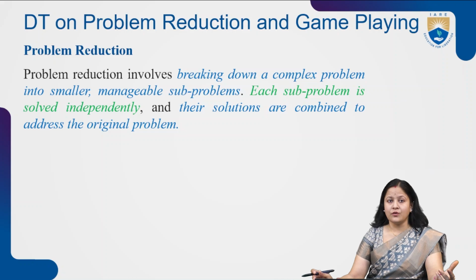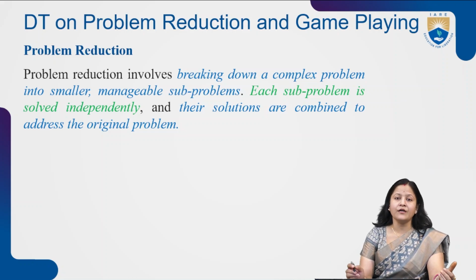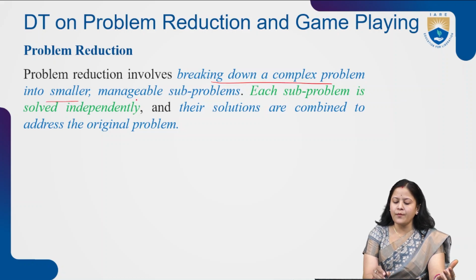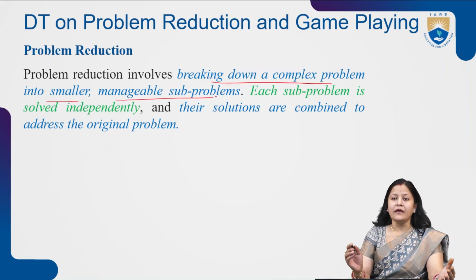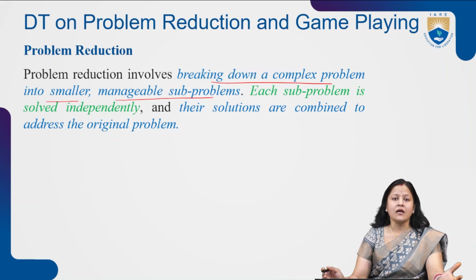This is the first term I want to discuss. What is the meaning of problem reduction? In the field of artificial intelligence, problem reduction means breaking down a complex problem into smaller and manageable sub-problems. Each sub-problem is solved independently and their solutions are combined to address the original problem.